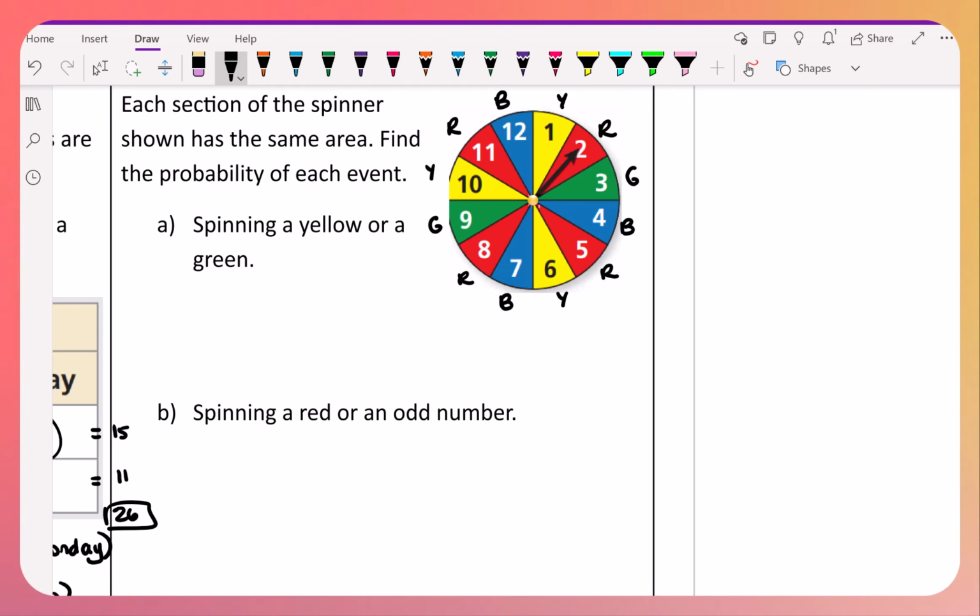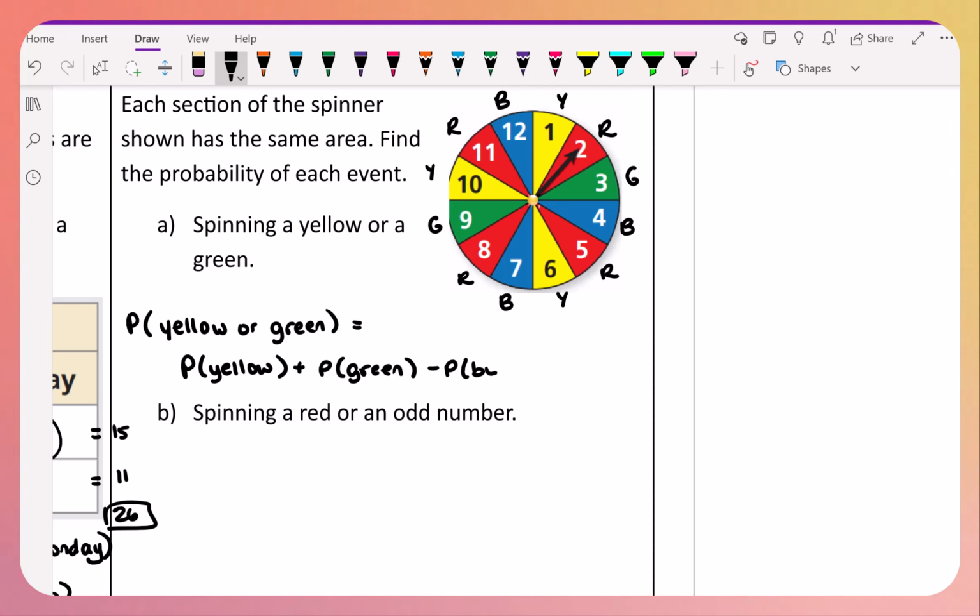All right, so all of these have an equal area, spinning a yellow or a green. So we're looking for probability of spinning a yellow or green. Once again, if it's an or, set it up using a formula. Do I need to subtract the probability of both? Do I have the possibility? Is there an overlap of having a yellow and a green at the same time? No. So I do not need to do the probability of both. If I do that, it'll just be 0. It won't hurt you, but you just don't need it.